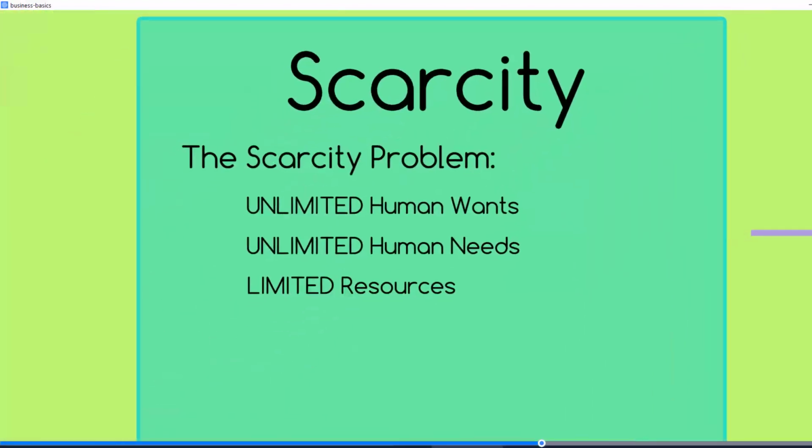Okay, the next concept you need to understand about economics is scarcity. Okay, the scarcity problem is that we have unlimited human wants, unlimited human needs, but limited resources. You know, like you ever think about, like, if you look at somebody like Bill Gates and you think he has billions of dollars, and you're like, could I ever spend all of that? Is there ever a point where I'm like, you know what? There's nothing left to buy. Even with billions of dollars, I bet you could spend it if you really wanted to, right?